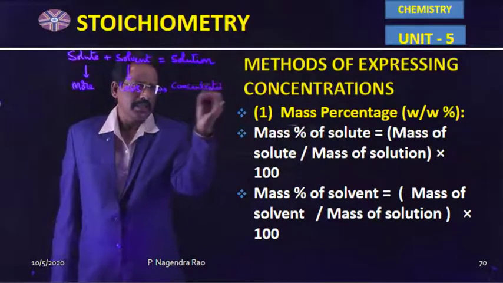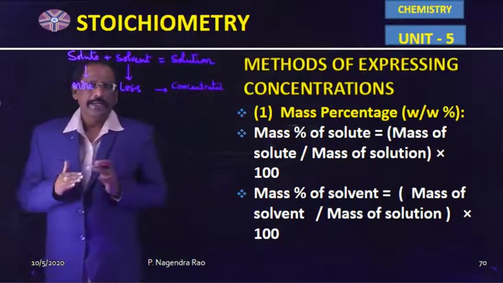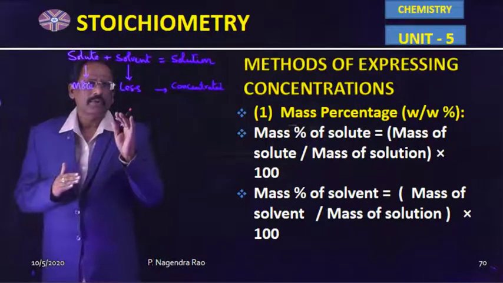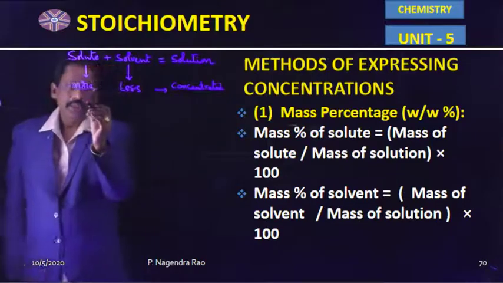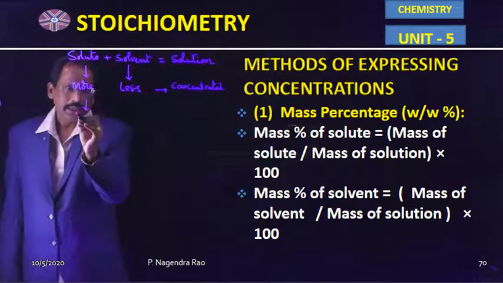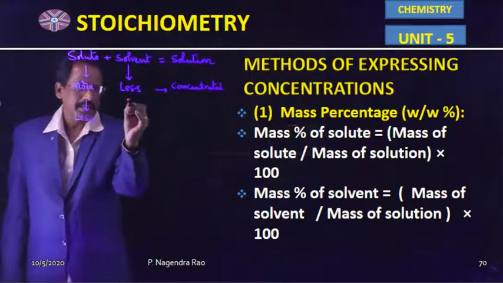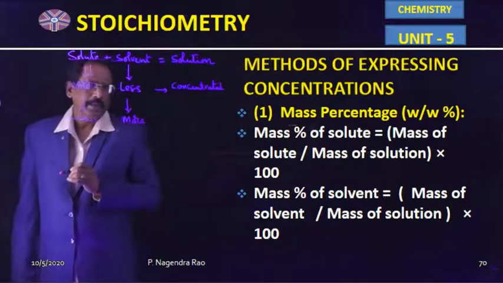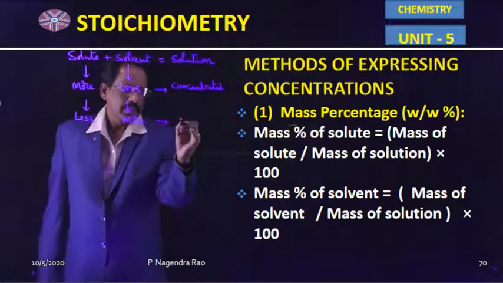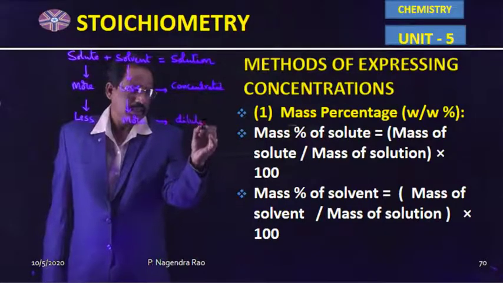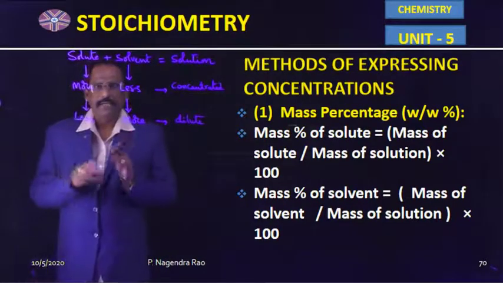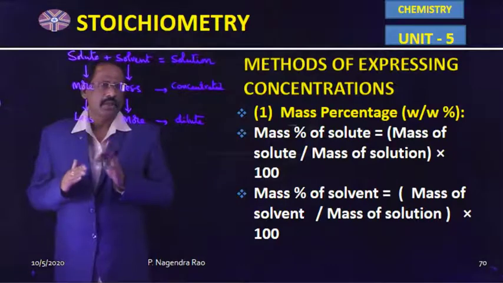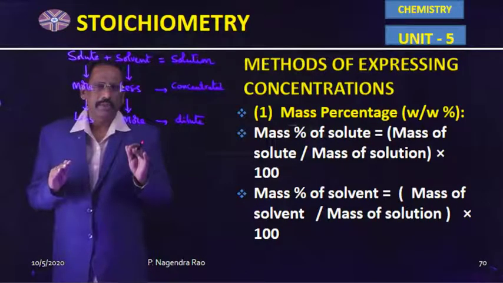So a concentrated solution will be obtained when more solute is dissolved in a less amount of the solvent. If the solute content is less than the solvent content, a dilute solution will be obtained. So finally, when solute is mixed with solvent, a solution will be formed.